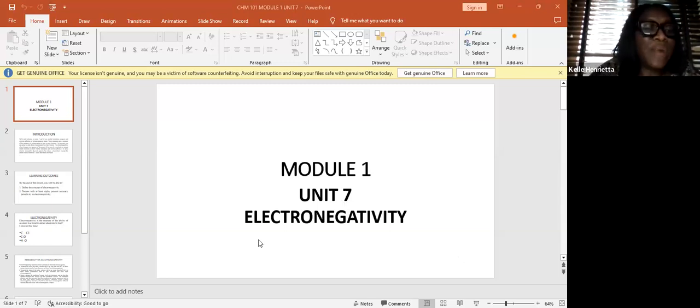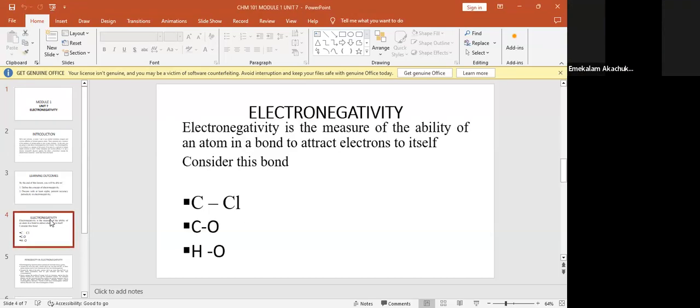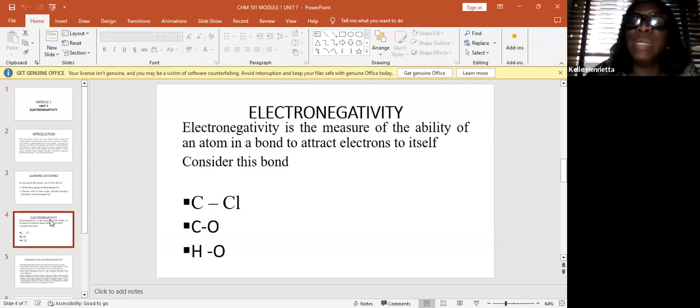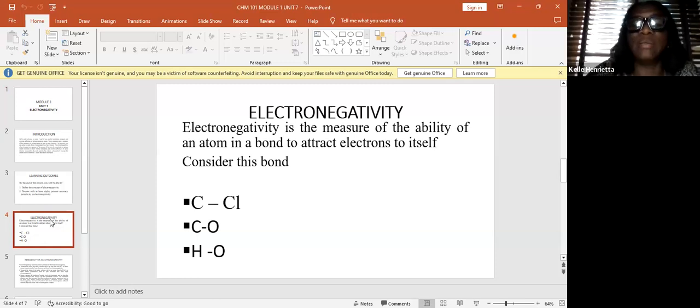So we defined electronegativity as the measure of the ability of an atom in a bond to attract electrons to itself. And I say consider this bond between this carbon and chlorine, also between the second one, between carbon and oxygen, then the third one between hydrogen and oxygen. These are all covalent bonds.